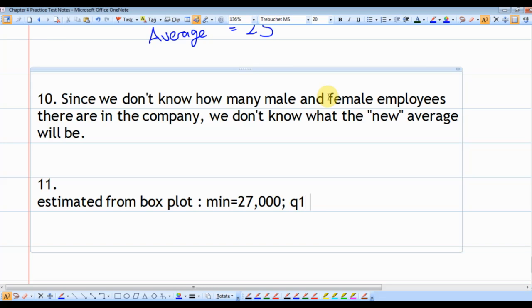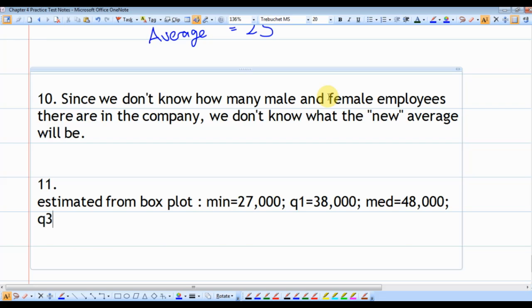Q1 is about, I don't know, 38,000. And again, I'm just estimating from the box plot. The median, I estimate to be probably 48,000. Q3, you can estimate at 60,000. And then the maximum, we can estimate to be maybe 76,000.